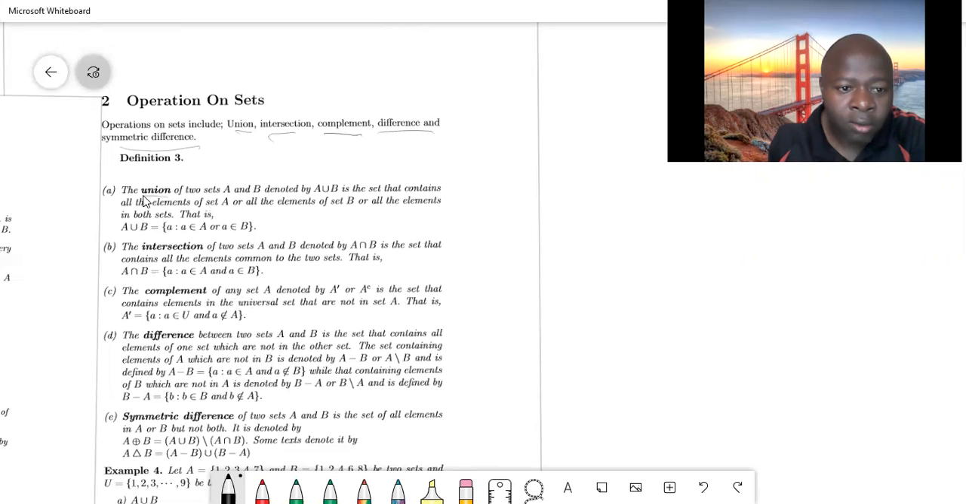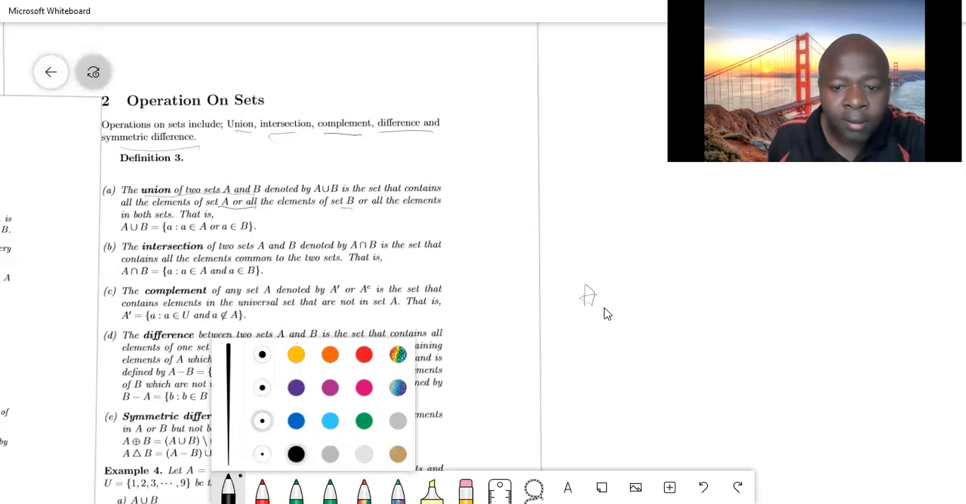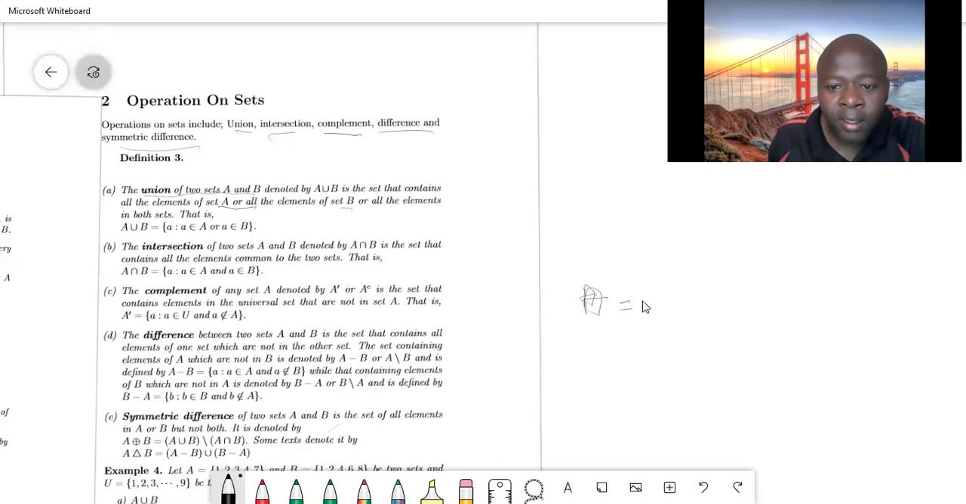The union of two sets A and B, which we denote like this, we read as A union B. This is a set that contains all the elements of set A or all the elements of set B. So what I mean is, supposing I'm given A as {a, b, c} and B as {1, 2, 4}. What is the union?